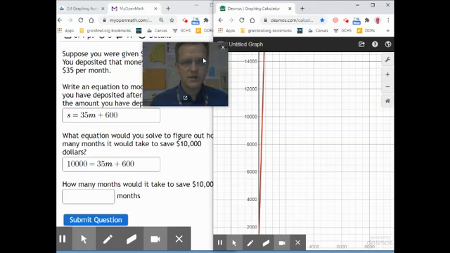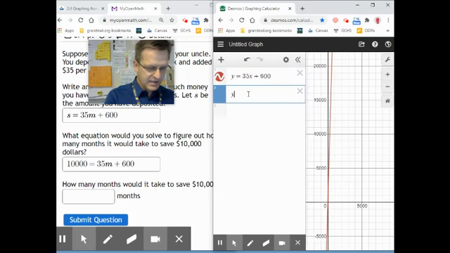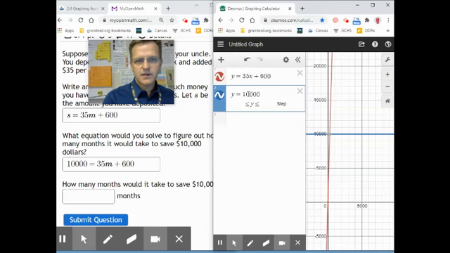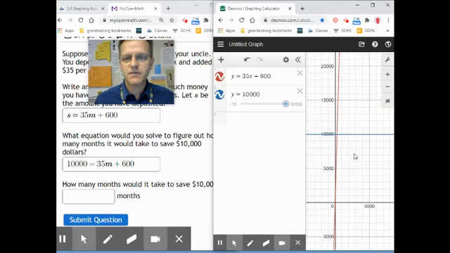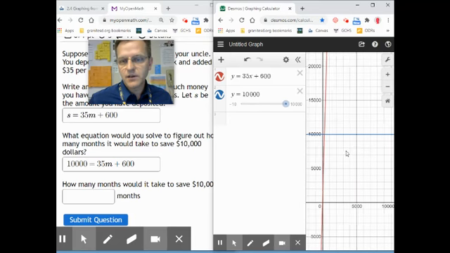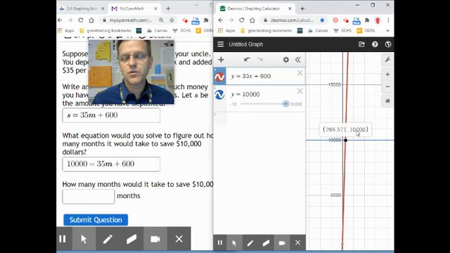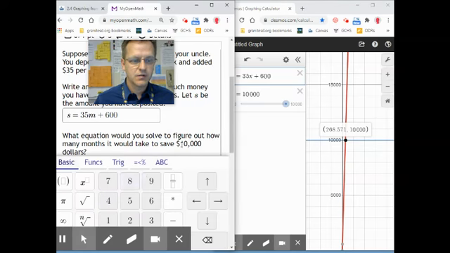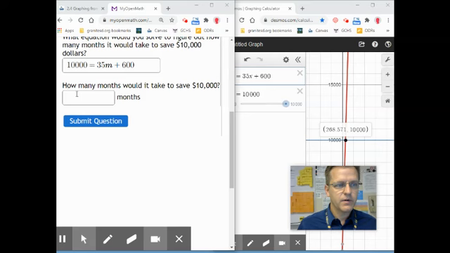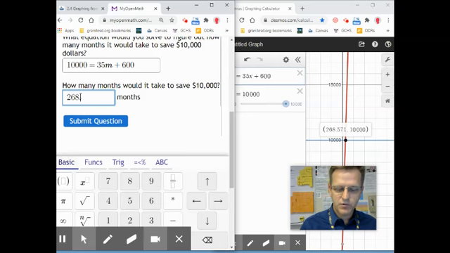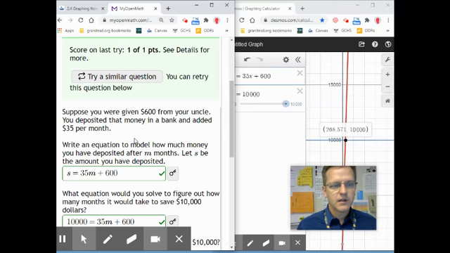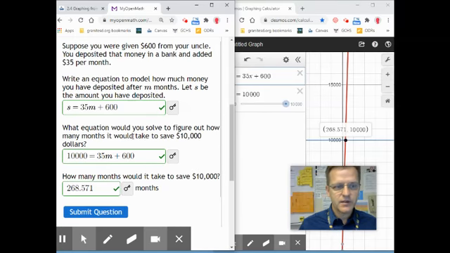But let's make this easier on ourselves. What if we make a second line that says y is 10,000? That makes us a flat line at $10,000. This is just a handy little trick you can do. And then you can click right where those two cross. And so now we see that when you get to $10,000, that's that right-hand number, you're at 268.571 months. Oh, what just happened? There we go. I got too many things in the way. Here we go. So you got there at 268.571 months.